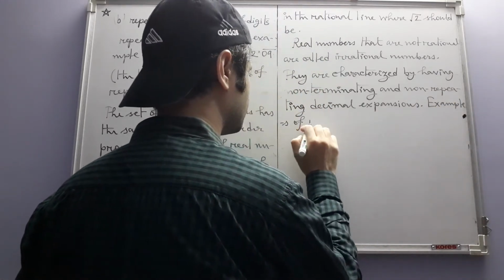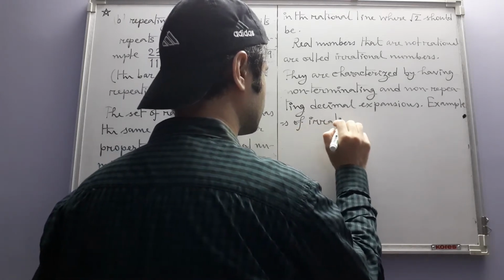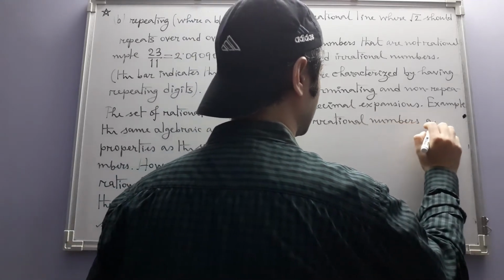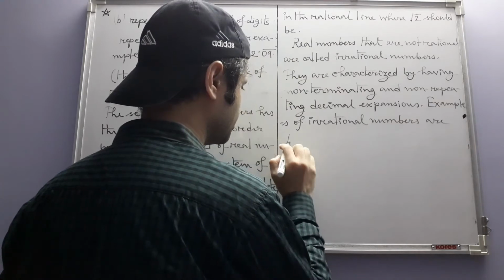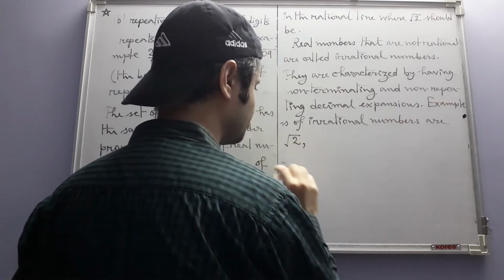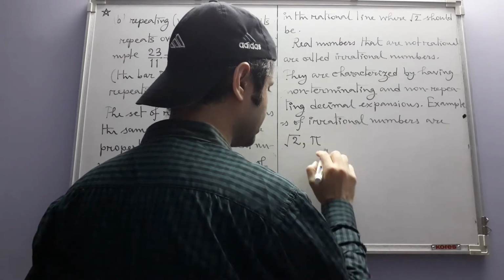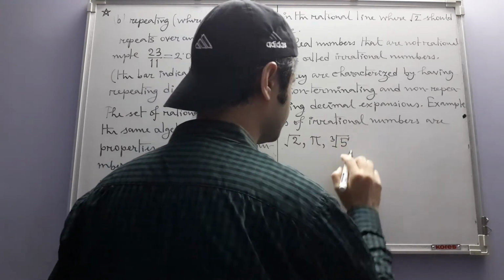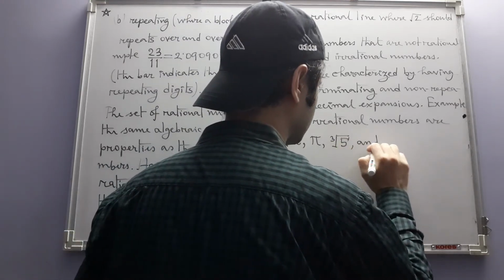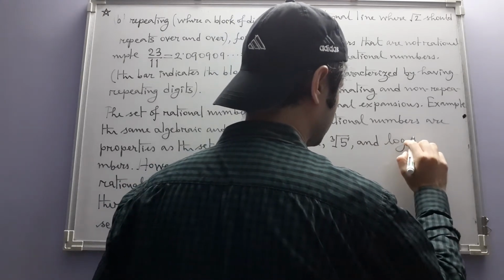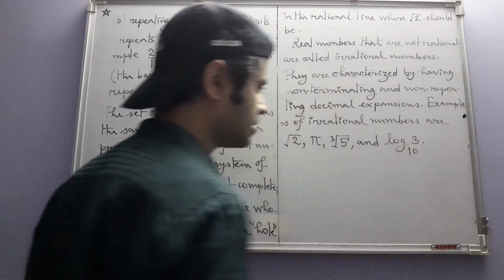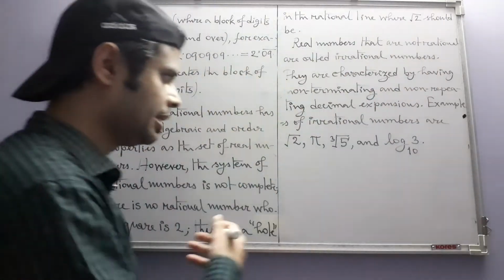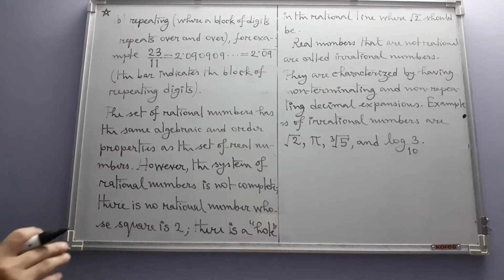Examples of irrational numbers are, these are some easy examples: square root of 2, pi, say cube root of 5, log 3 to the base 10. Some such numbers are there which are not rational numbers. Many examples are of course there. There are infinitely many.